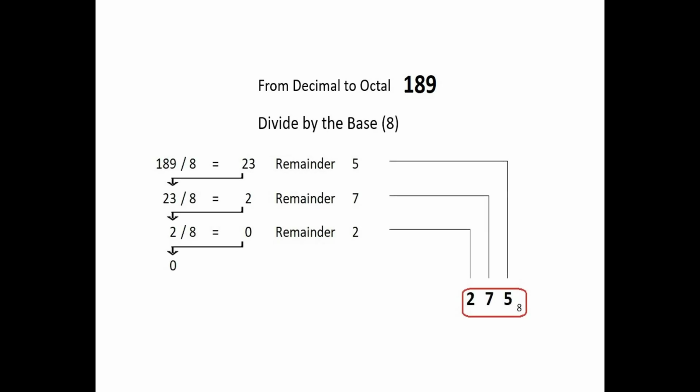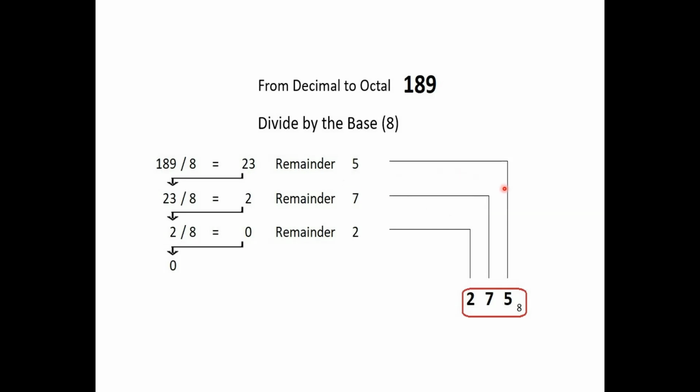To convert from decimal to octal, it is the same process we already discussed for binary. You will divide the decimal number that you want to convert by the base of the number system you are converting to. So in this case, you will divide 189 by 8.